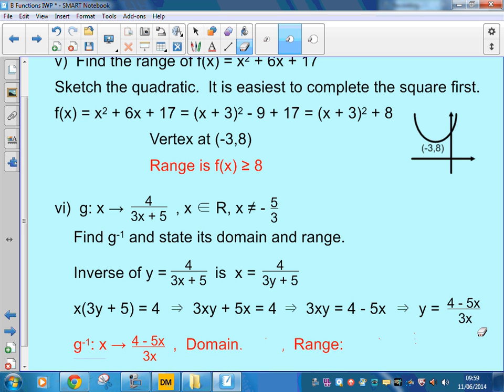The domain, look at what can't occur. Here you cannot have 0 on the bottom, so x cannot be 0. For the range of g⁻¹, look at the domain of g. Now the domain of g, you weren't allowed x as -5/3, so again you've got to get rid of the -5/3, but this time it's not going to be x. The range is g⁻¹(x) cannot equal -5/3.